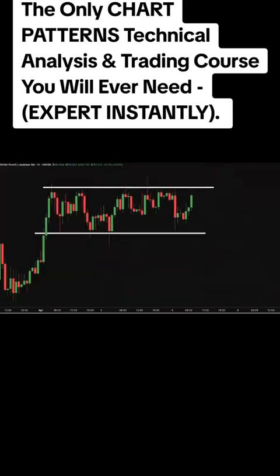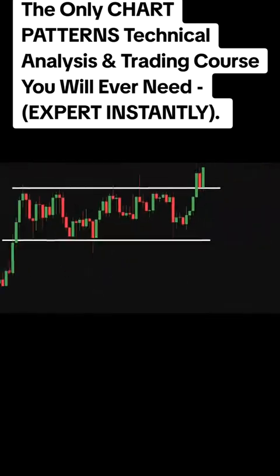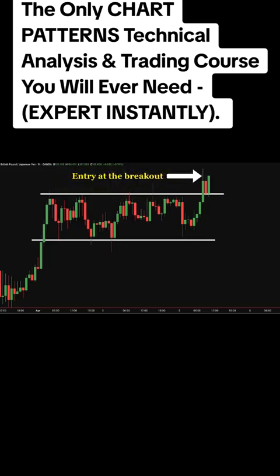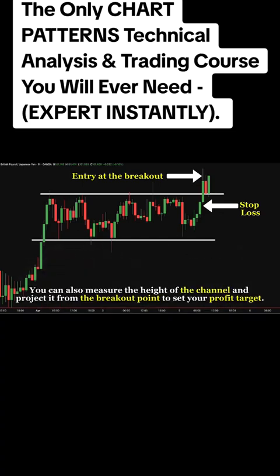Once you've identified a channel, there are two main ways to trade it. Range trading. Buy near support and sell near resistance while price stays inside the channel. Place your stop loss just outside the boundary to avoid false breakouts. Breakout trading. Wait for a confirmed break outside the channel and enter in the direction of the breakout. For risk control, place your stop 10 pips beyond the breakout candle to avoid market noise while protecting your capital. You can also measure the height of the channel and project it from the breakout point to set your profit target. Now let's move on to the next formation in our chart pattern series, the wedge pattern.